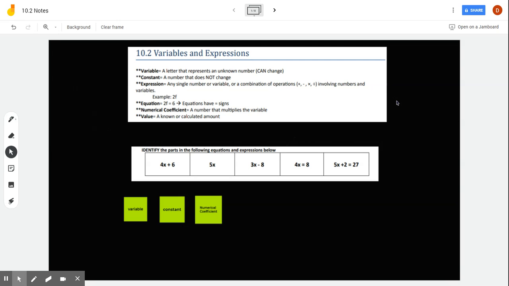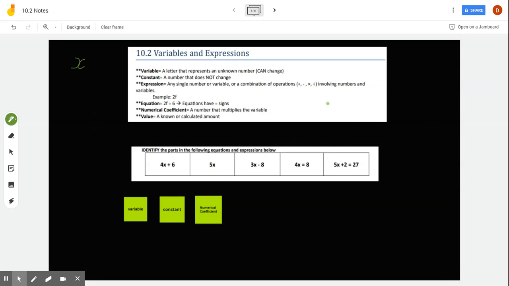So above you'll see on the first little bit here is just a review of the different terms that we're going to be seeing in this chapter and a review of the ones that you saw in 10.1. Let's just remember that a variable is just a letter that represents an unknown number. We have been using the variable x or n, and today we'll be using the variable d. Remember that it's just a letter that holds the place of a number. It can change. Whereby the constant is a number that does not change.